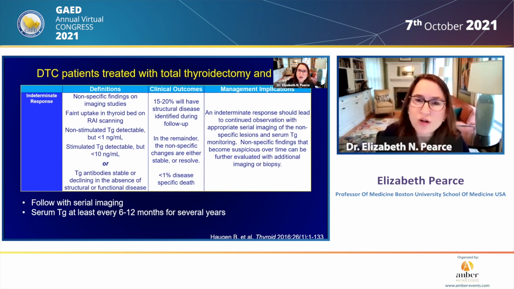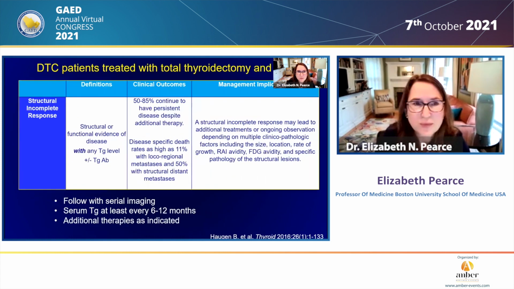But again, 15 to 20% of these patients will ultimately have structural disease identified, and so we need to continue watching these patients. So continue serial imaging, certainly with ultrasonography, and if there's a funny result on one of the other imaging modalities, continue to follow with that modality as well, and continue the serum thyroglobulin at least every 6 to 12 months for several years.